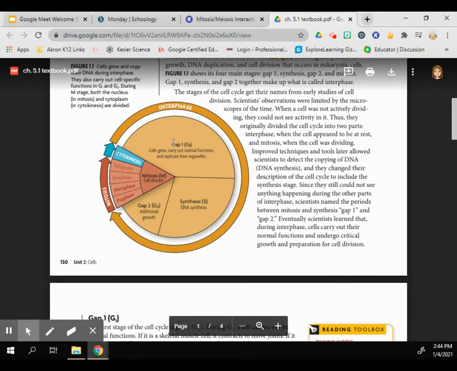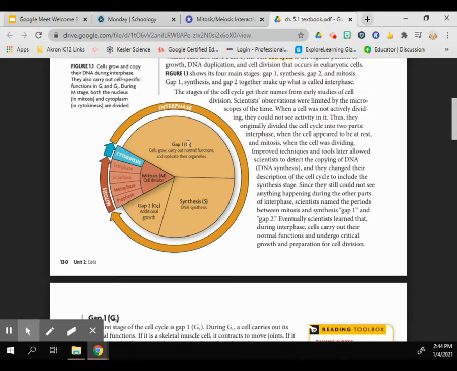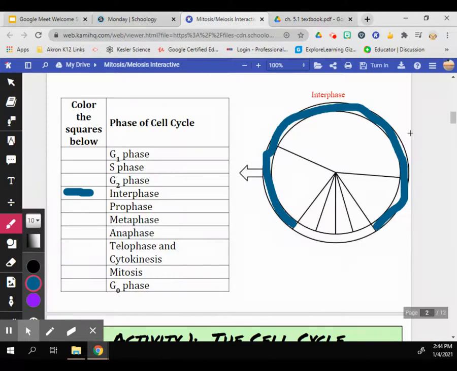And you can see here, gap 1 or G1, okay, stands for growth, basically. G stands for growth. So cells are going to grow, carry out their normal functions, and replicate their organelles.